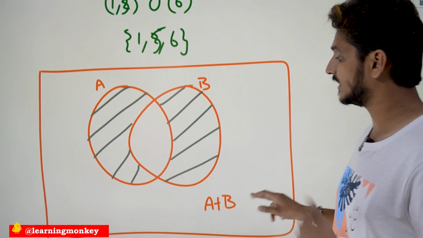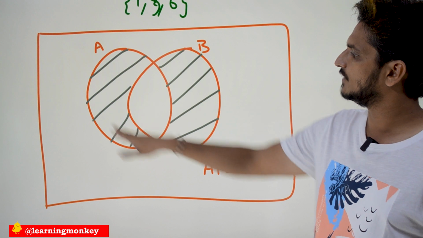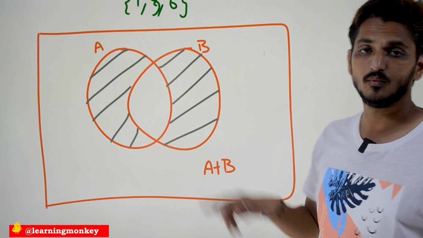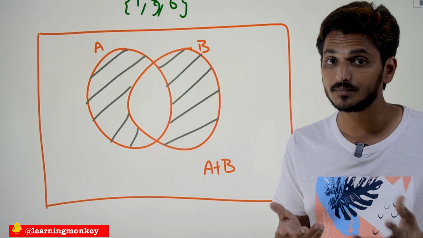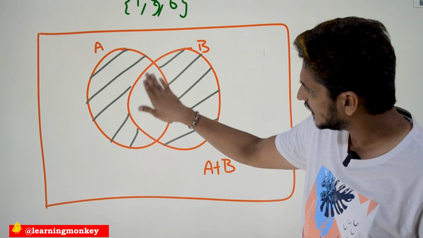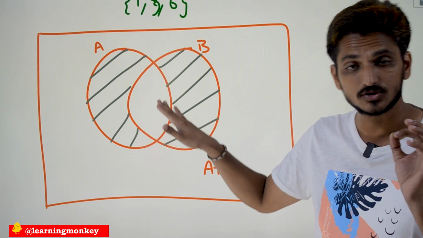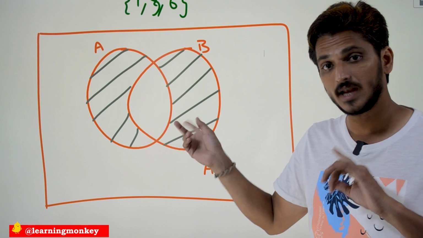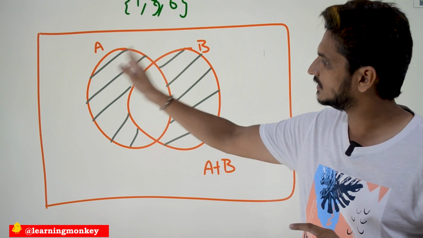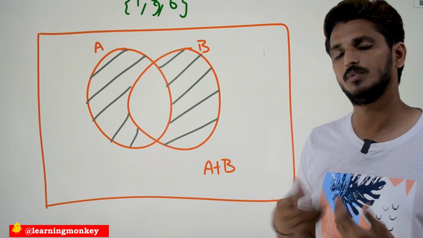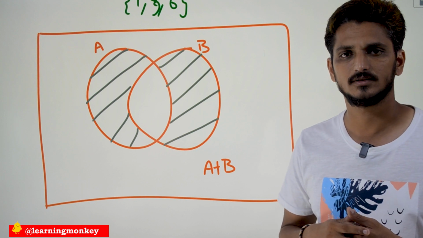How does the Venn diagram look? Let's take the elements of A and the elements of B. In symmetric difference, we don't accept the common elements. That's why the common area does not belong to the symmetric difference. The remaining areas of A and B, this area and this area, belong to the symmetric difference.